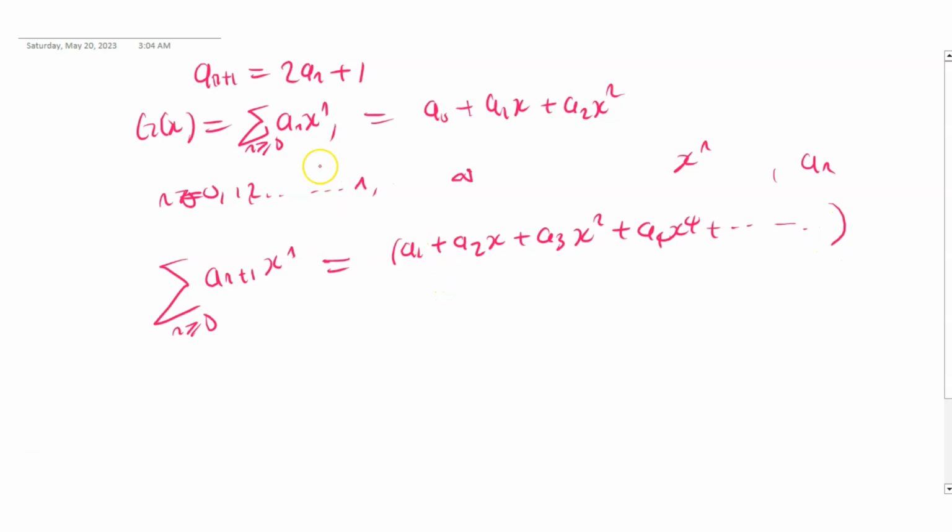But notice that here g of x is defined to be a sub 0 plus a sub 1 x. So what we're going to do is add a sub 0 and divide by x. So this will be a sub 0 plus a sub 1 x, and then we multiply by x. This will be a sub 2 x squared. Initially we had a sub 2 x, but now we have a sub 2 x squared plus a sub 4.